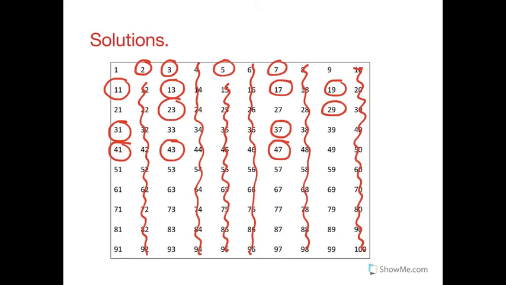51, one of my favorites. 5 plus 1 is 6, so that is composite. 53 is prime. 57, another one of my favorites. 5 plus 7 is 12, and therefore that number is composite. 59 is prime. 61 is prime. 63, nope, 6 and 3 is 9. 67, that's a good one, that's prime. 69, 6 plus 9 is 15. 71, that's prime. 73 is prime.